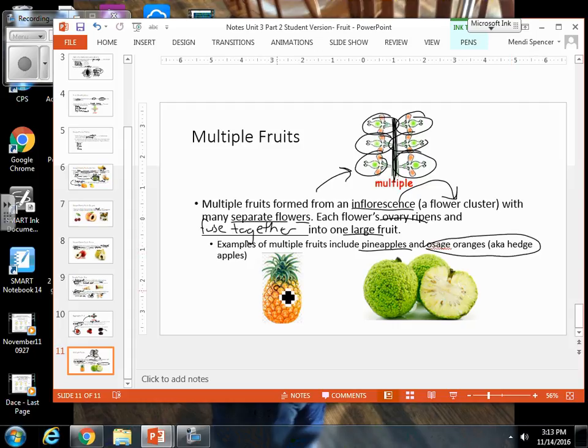So if you look at a pineapple, you can see on the outside it has all of these separate circles. Each one of these circle structures came from a different flower and therefore a separate ovary, but they've all fused together to make that one fruit, our pineapple. Same thing with our hedge apples. That's this green picture over here. Okay? You can see all these separate seeds. You can almost kind of see different lines inside of this fruit where it's cut in half. Each one of those lines is showing you the border of an ovary that has fused together to form our single multiple fruit, our single hedge apple.